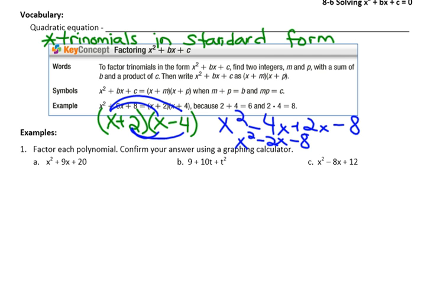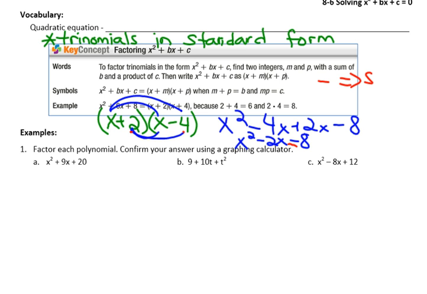Well, the thing I want you to think about, because what we're going to be doing is looking for factors of our last number. Right? Our last number was 8. Factors of 8 are 2 and 4. Right? That's where they come from. And then they have to either add or subtract, and you're going to look at this number right in front of that last. And if it's a negative, they have to subtract.